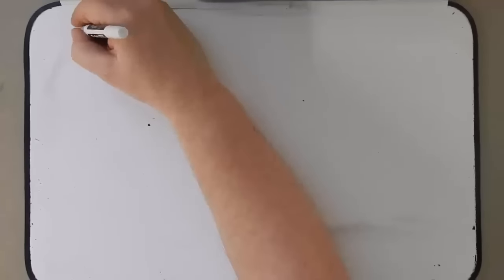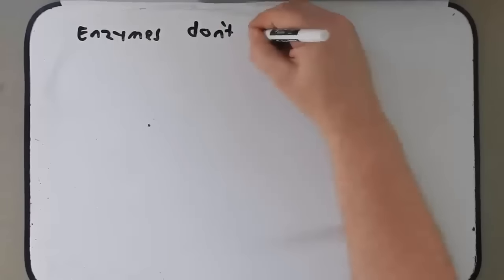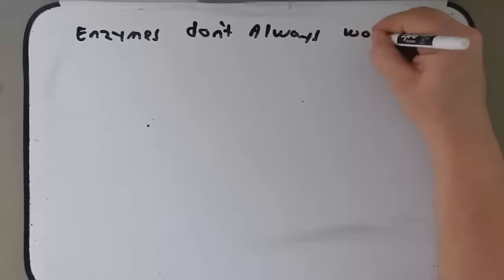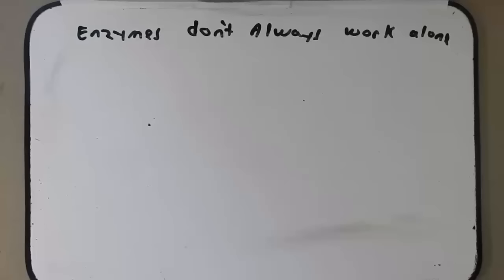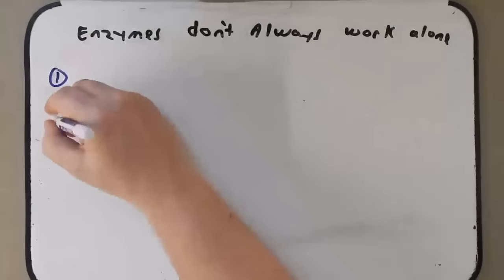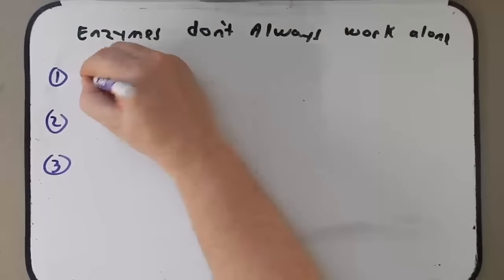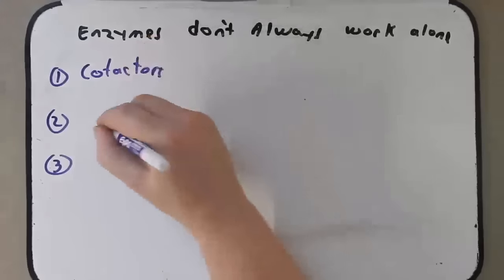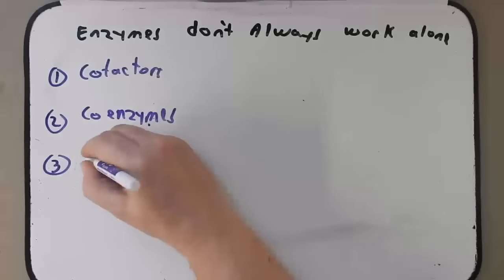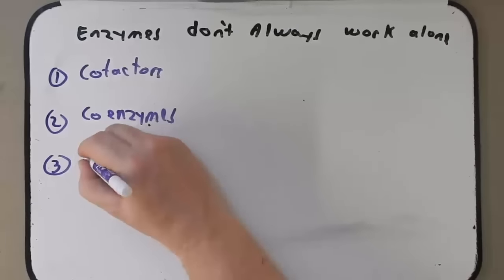Okay, now the next thing I want to talk about is the idea that enzymes don't always work alone. And in talking about this, I want to talk about three different things here. The first are cofactors, the next are coenzymes, and last are prosthetic groups.